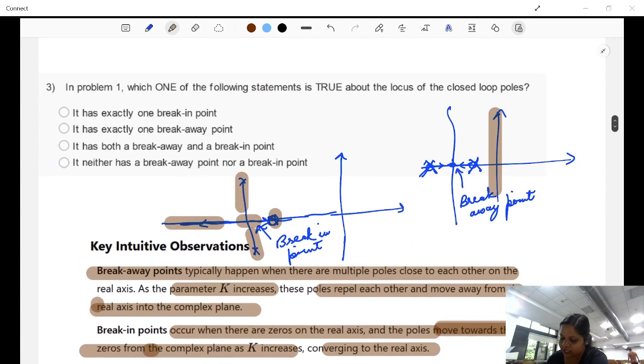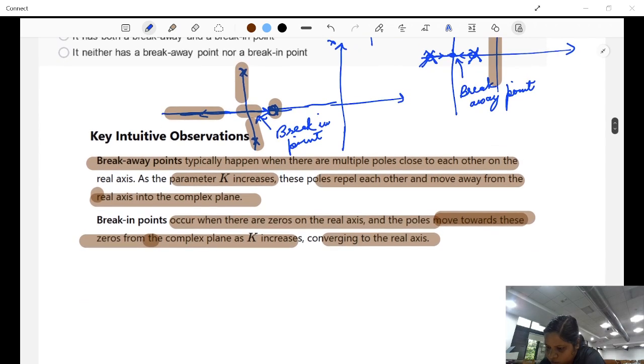So the next question: we are supposed to find out which one of the following statements is true about the locus of the closed loop poles. So we want to determine if there is a breakaway point or some break-in point. You can see here there are two poles present over here. In our case also, there are two poles. There is a zero over here and there is a pole over here. So it could be a case of break-in point, but let's see what is going to happen. So how will we start?